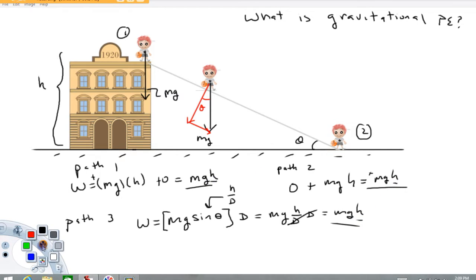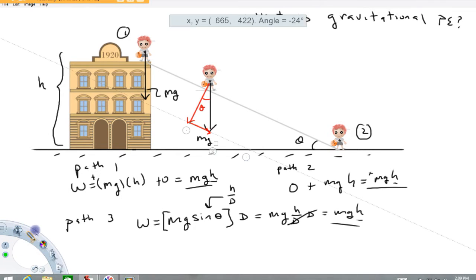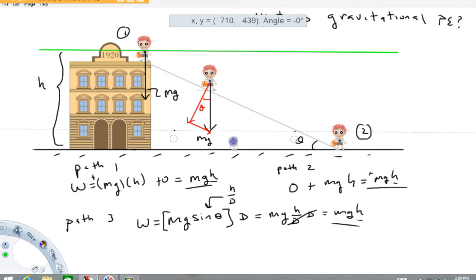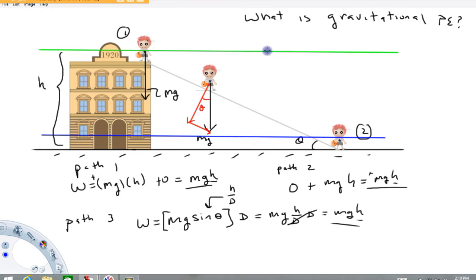See how in every term, h, h, and h. So what I'm going to do is put a couple of green horizontal lines here. I'm going to draw this one in green, another one down here in blue. It turns out that no matter where Timmy starts, left or right, and no matter where he finishes, left or right on the blue line, the work done by the gravitational force is equal to this quantity, mgh.